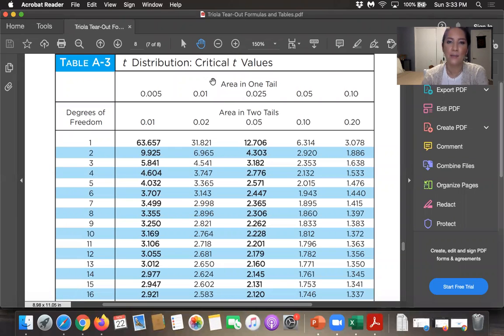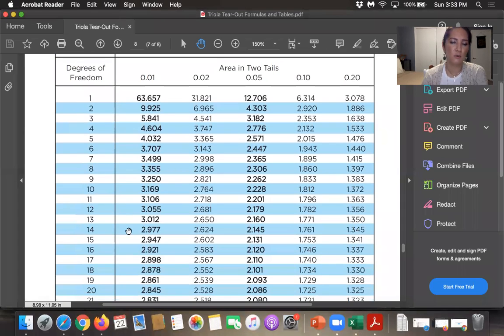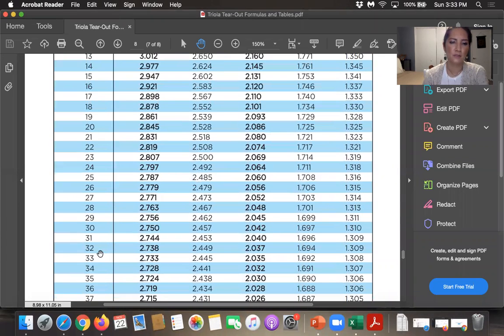Okay, so we have an area in one tail of 0.01. So we know we're in this second column right here. And to find the corresponding critical value, we're going to look for the number of degrees of freedom over here. Now, we have estimated that the number of degrees of freedom is 34. So we go to 34, that's right here, and we're going to go to the second column. And that's giving us this value right here. But that value is always a positive value. All the critical values in this table are positive.